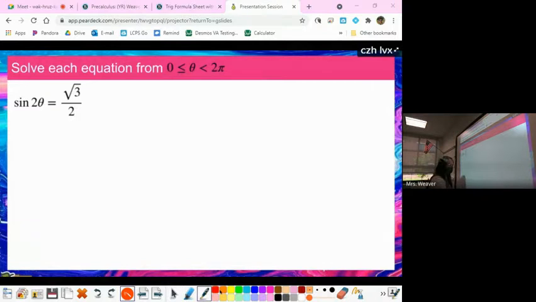Now, I want to point something out at this point. Remember I said if they're all 2 thetas, that's okay. This is an equation where they're all 2 thetas, so that's okay. But we want to remember that when we're thinking about our unit circle here, and we're looking for what angles have a sine of root 3 over 2, we're actually finding what 2 theta equals.